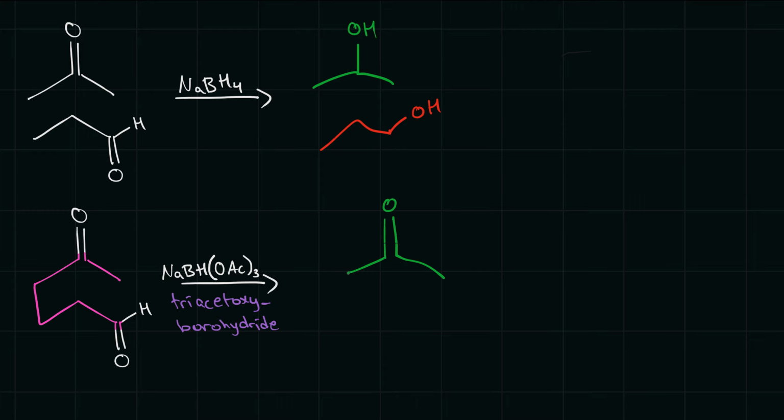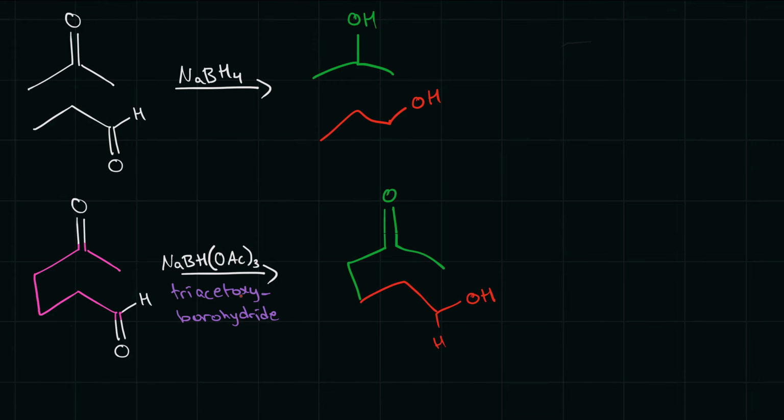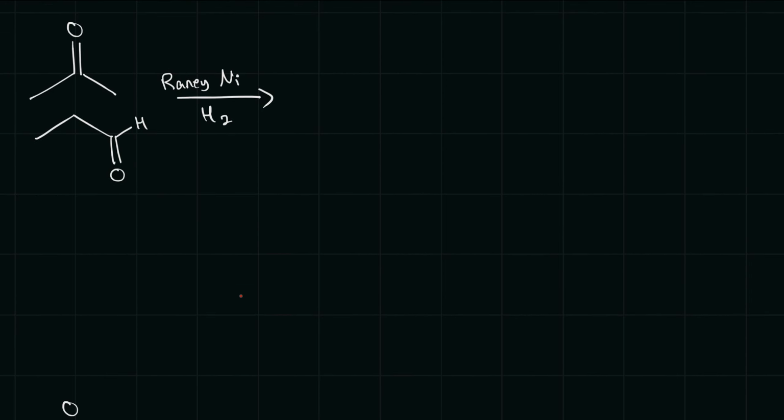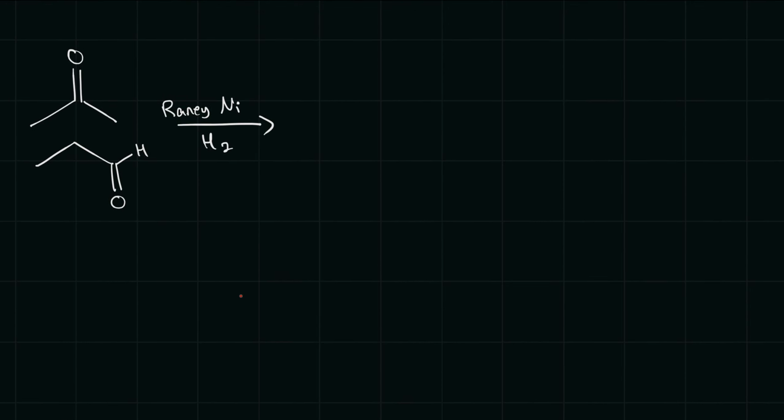And if we react this, what we end up getting is that on the ketone portion of the molecule, the ketone will not react. However, on the aldehyde portion, it will react, and the aldehyde will reduce to a primary alcohol. And so this is a very useful reagent if you want to reduce an aldehyde in the presence of a ketone. Now, what's another way to reduce our ketones and aldehydes?